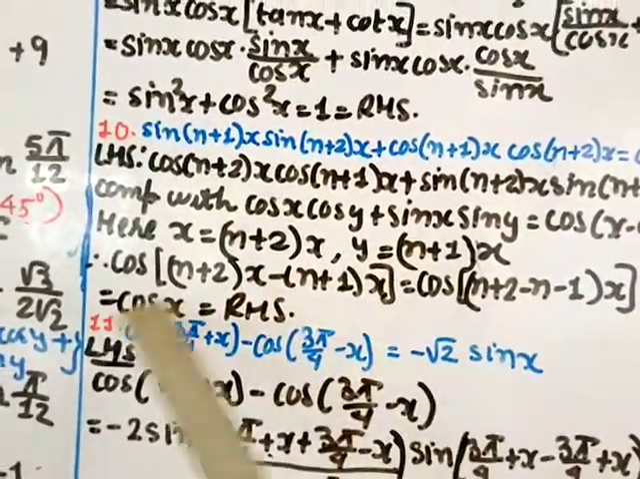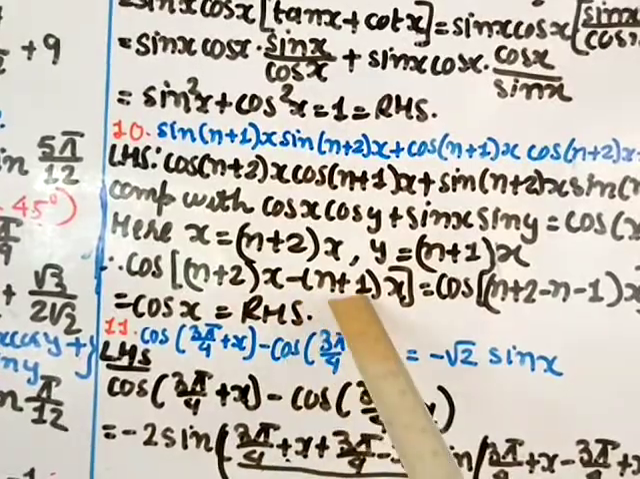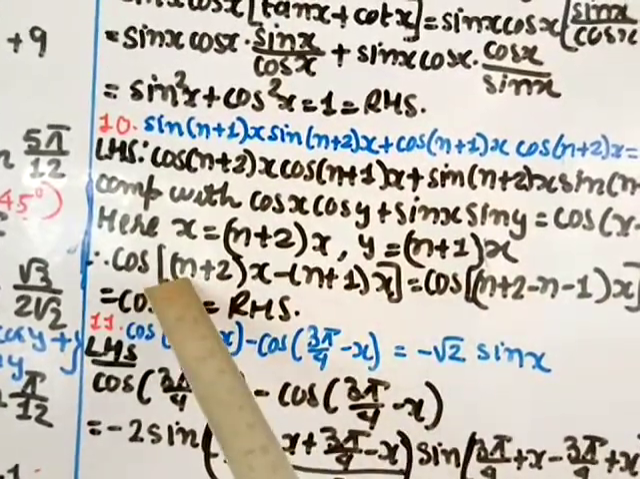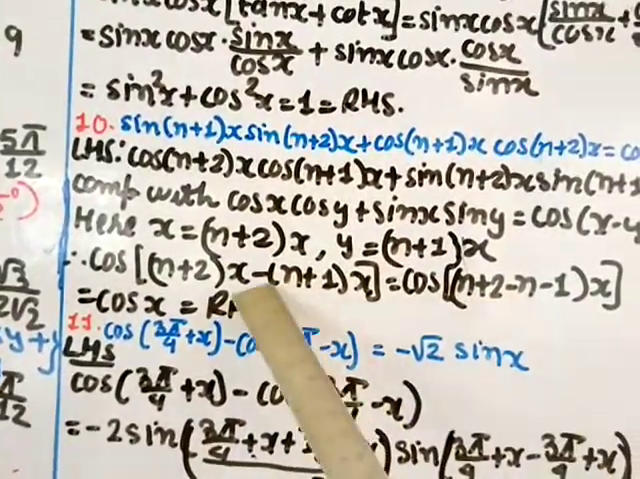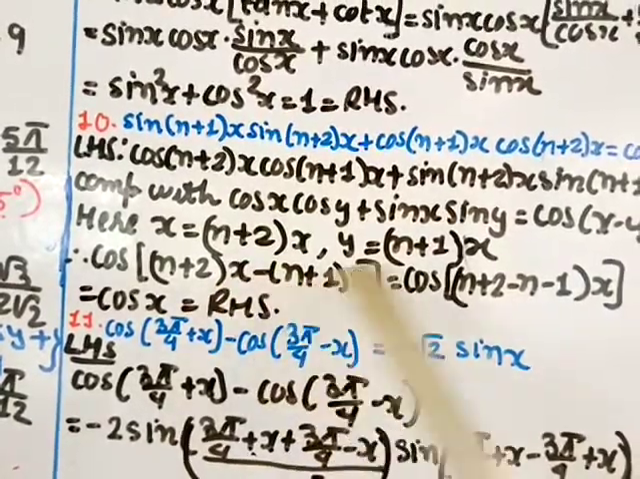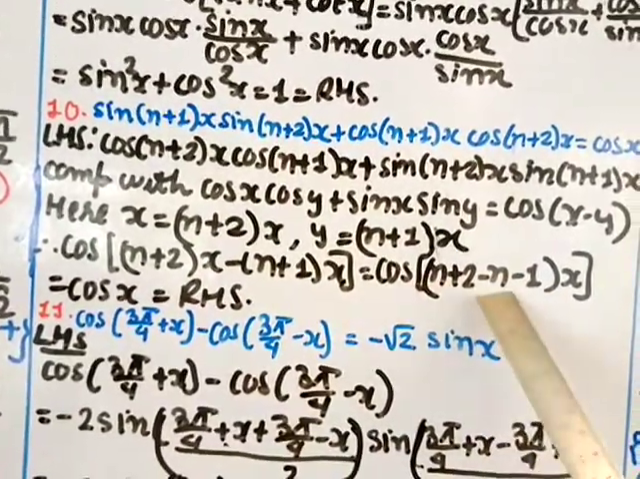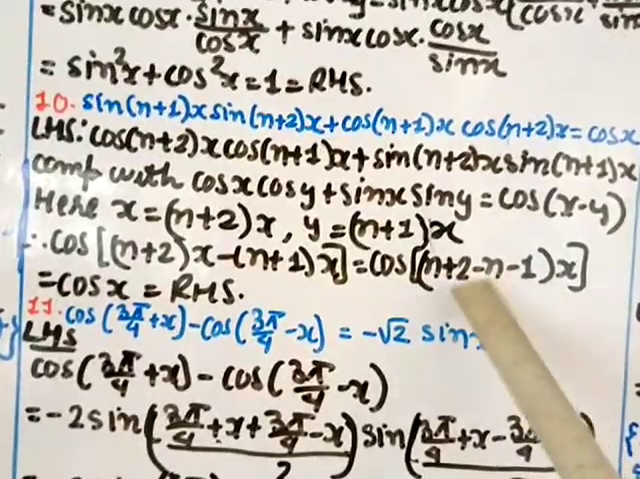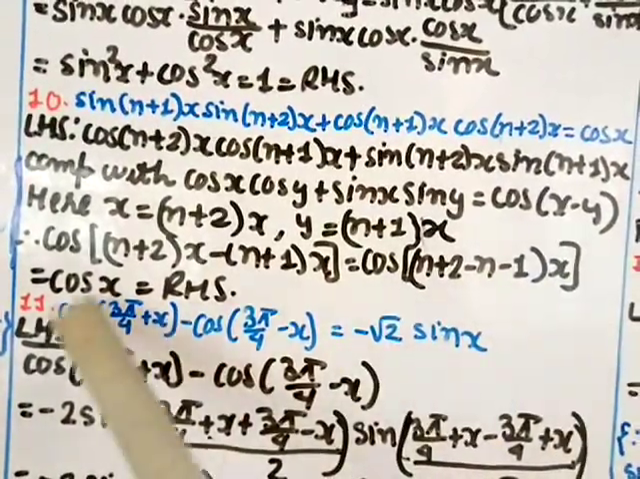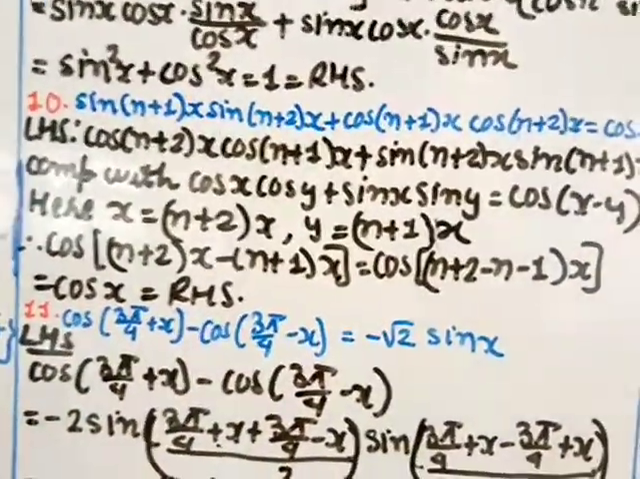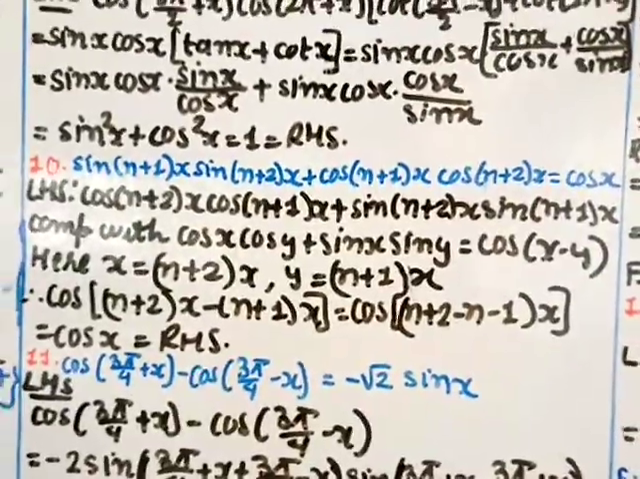So I put here cos[(n+2)x minus (n+1)x]. x I am taking common, and here remains n plus 2 minus n, and plus n into minus is minus 1. So n minus n cancels, 2 minus 1 gives you 1. So 1 into x is x only, right? So you get cos x, and that is your right hand side. You have to prove that. So that is the solution for question number 10.